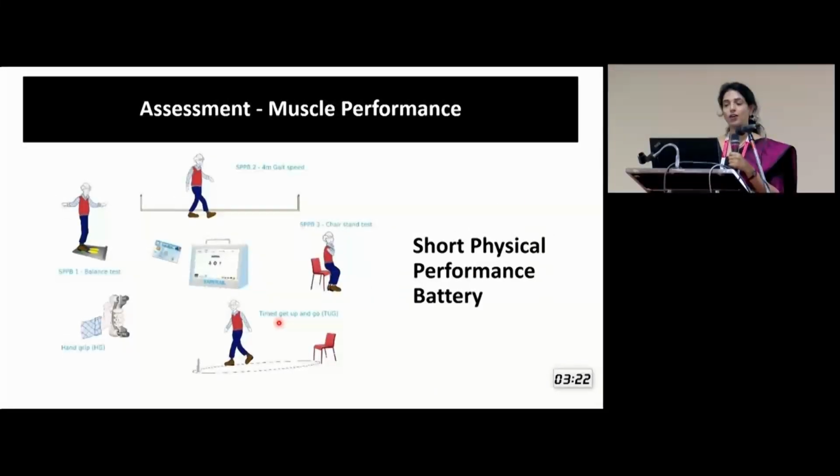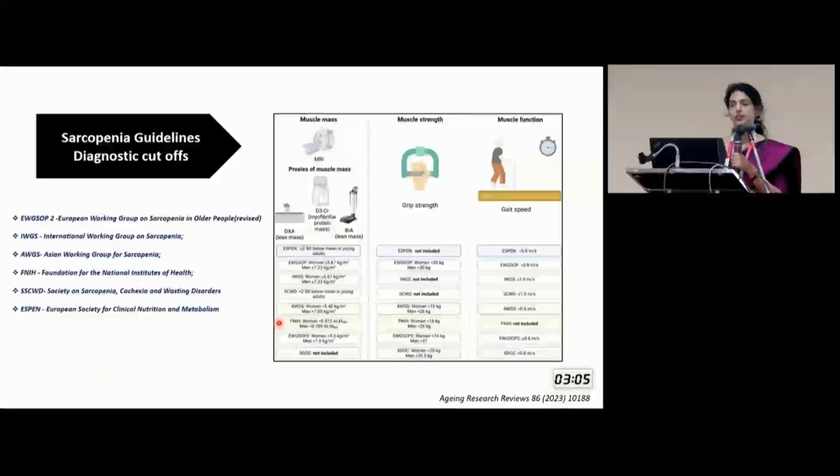And you have several tests which can be done easily in routine practice, like the chair stand test, and the timed up and go test, where you ask the patient to get up and go around, and you time and see if the patient is able to do it. The hand grip test and balance test, put together, can give a lot of information on the muscle health of the individual. Again, very helpful in elderly individuals.